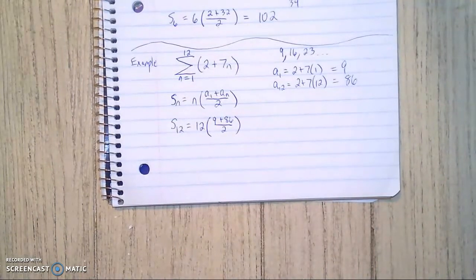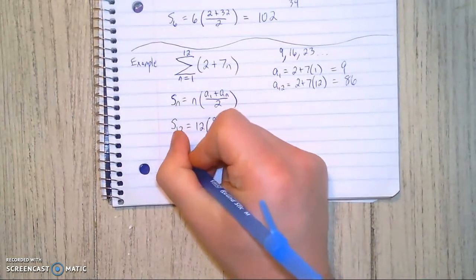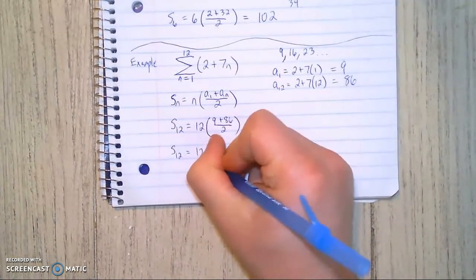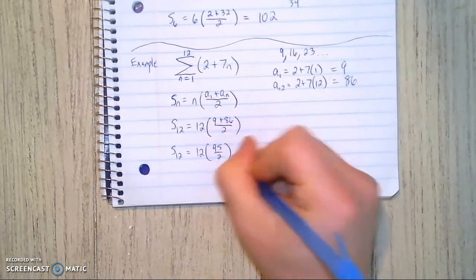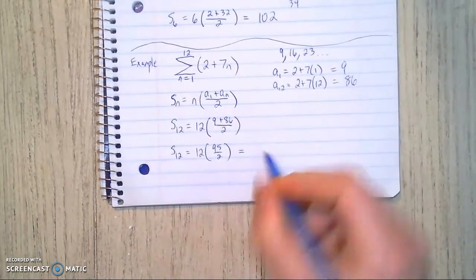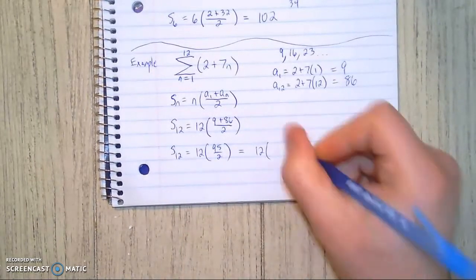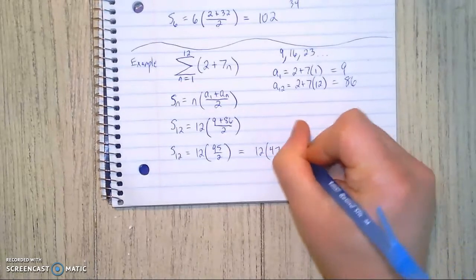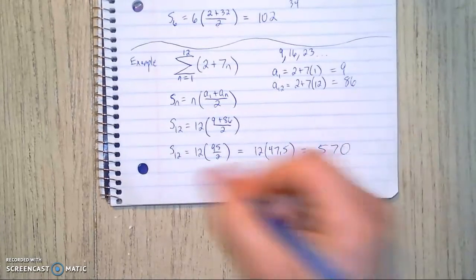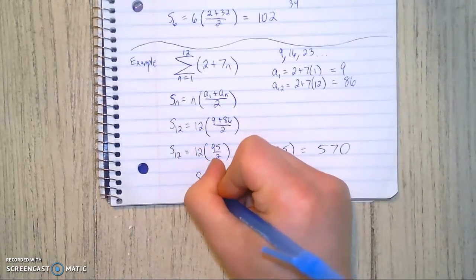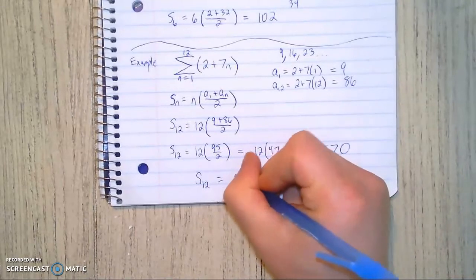From here, you could type it all in on a calculator at once. Be careful about your grouping symbols and that kind of stuff. Sometimes it's easier to work on it a little piece at a time at first, just so you don't type something wrong on the calculator. So I'm going to do S sub 12 equals 12 times, well, 9 plus 86 is 95. And then that means it's 12 times 95 divided by 2, which is 47.5. And 12 times 47.5 is 570. So here I have the sum of the first 12 terms is 570.